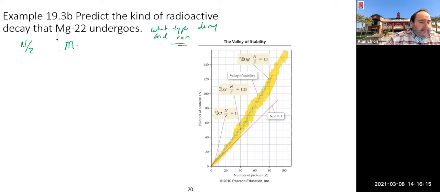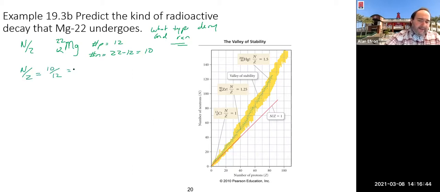So magnesium 22, which is the mass number. The atomic number can be found on the periodic table, which is 12. That means the number of protons equals the atomic number, which is 12. Our number of neutrons in this case would be our mass number minus our atomic number, which is 10. And that means we would do our N to Z ratio by taking 10 divided by 12. If we do 10 divided by 12, that is going to be a ratio of 0.83333.